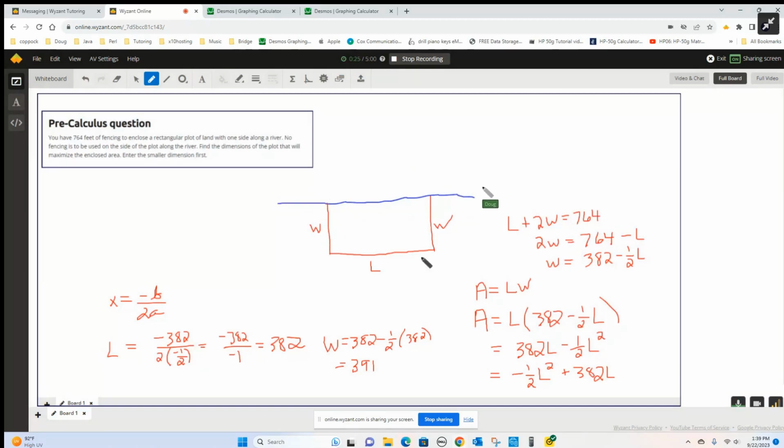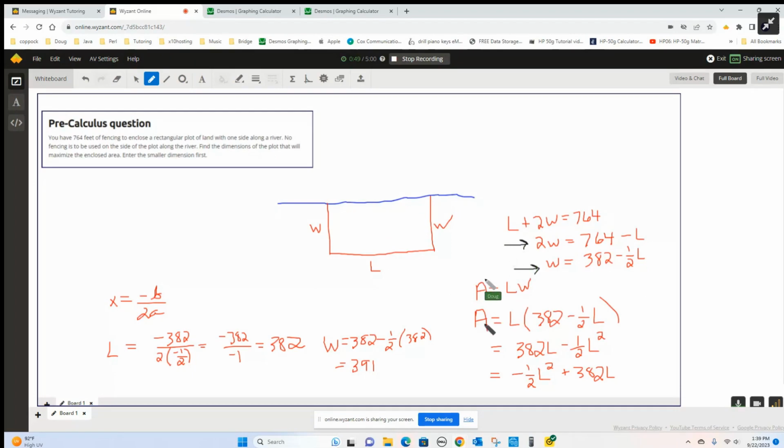And so we know that L plus 2W adds up to 764. That's the perimeter, or the length of fencing that we have. And I, for some reason, chose to solve for W. You could have easily solved for L and done the same thing. But the formula for the area of that rectangle is length times width.